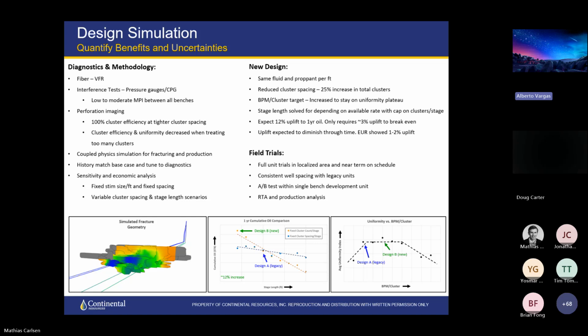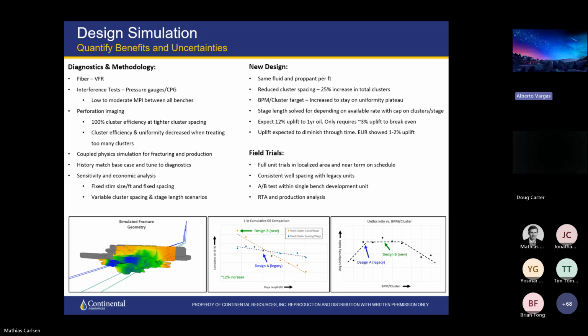We also had some perforation imaging. We had really high cluster efficiency, mostly across the board. And critically, we still maintained 100% cluster efficiency when we started to tighten things up. But we did see, as we started to add more and more clusters to a stage, that the efficiency started to drop, as well as the uniformity of the clusters that were being treated.